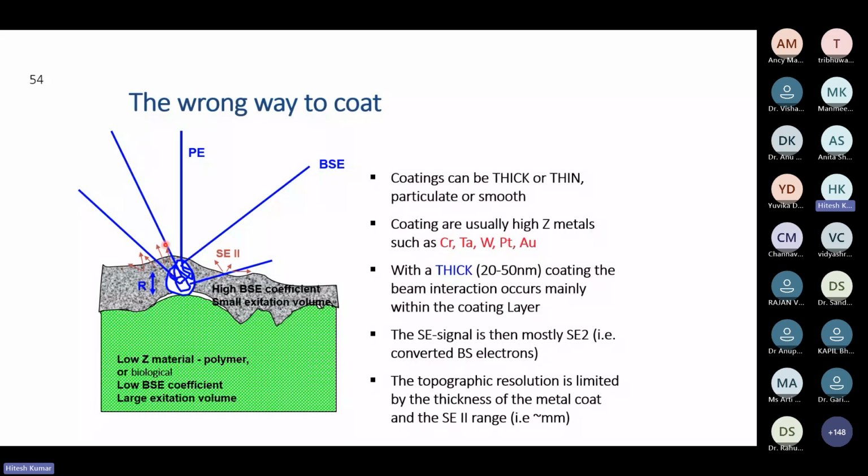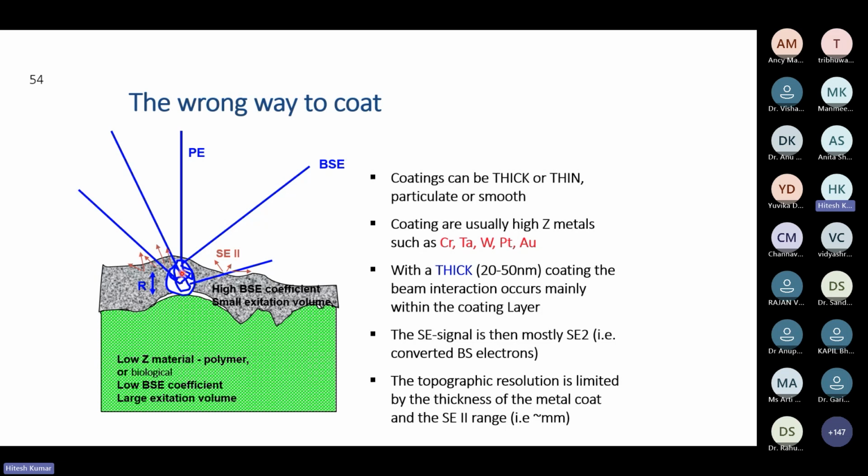But if you are using a coating with a higher thickness, the interaction volume of your electrons will not be able to reach your sample surface. Then you are not going to get information from your sample. You are going to get information only from your coating. So the coating should be uniform, and the thickness should be appropriate. It should not be less or more.